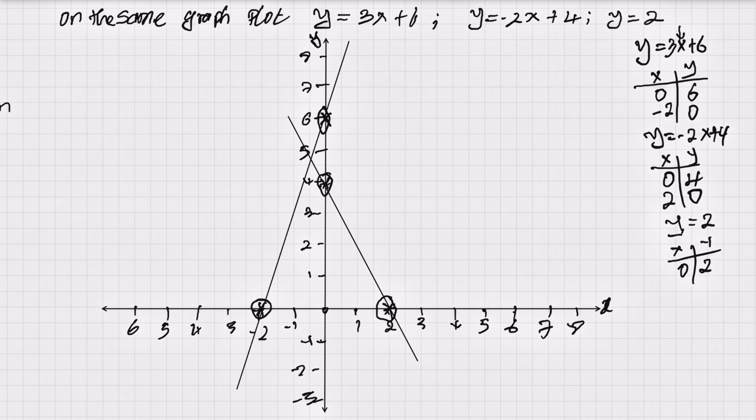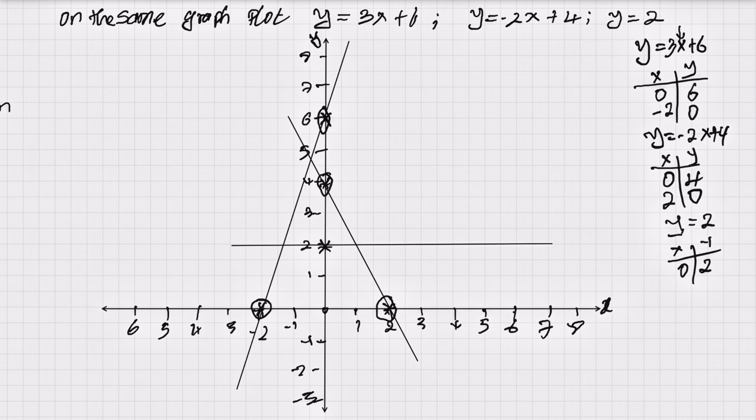So for the last line, we will just have y equal to 2. So this is y equal to 2 right here, which will just be a straight line. So I'm going to bring that there. It will just be a straight line like that. Y equals 2. All right. So that's just going to be a straight line.